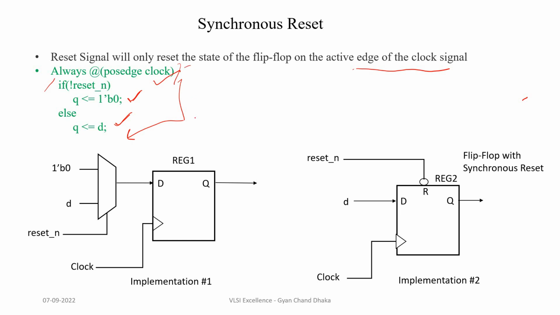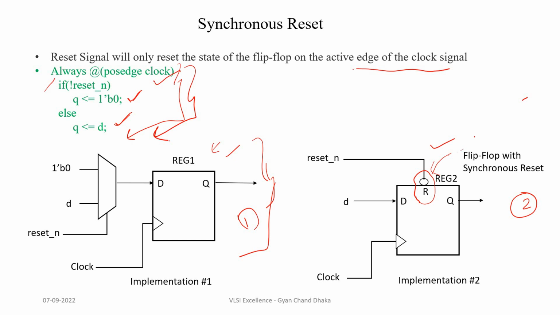Now, depending on the types of flip-flops available in our standard cell library, this Verilog HDL code can be realized in two types of logic circuits. This is the first type of implementation and this is the second type of implementation. If you see in the first circuit, the flip-flop doesn't have a synchronous reset pin. But in the second implementation, this flip-flop actually comes with a synchronous reset.